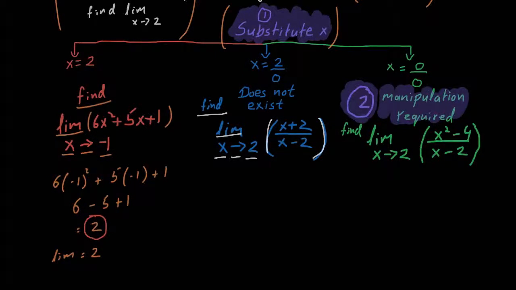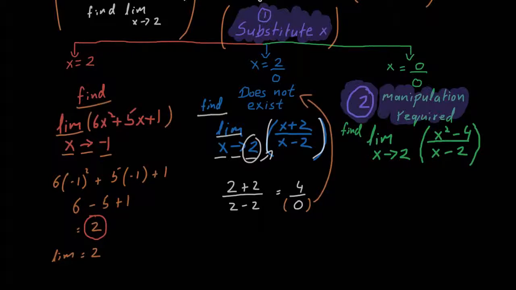For the second question, find limit as x approaches 2 of this equation. So according to the rule, we will just substitute 2 into the equation. So (2 + 2) divided by (2 - 2) is equal to 4 over 0. This is the second type where 0 is in the denominator, so we simply say that the limit does not exist.